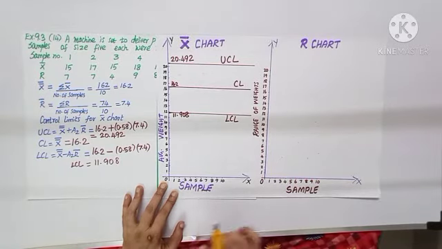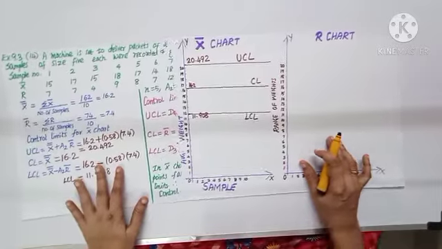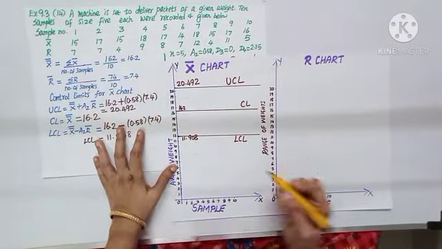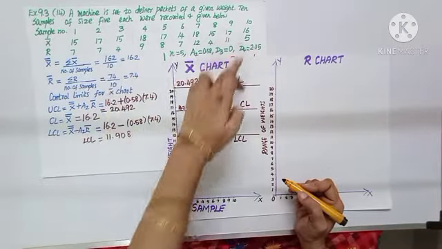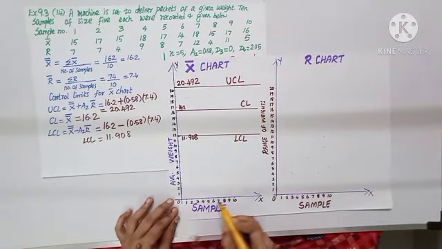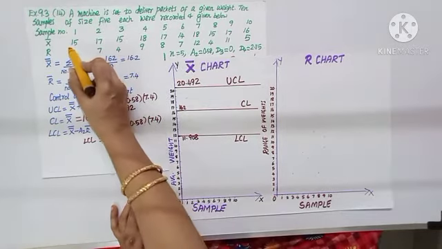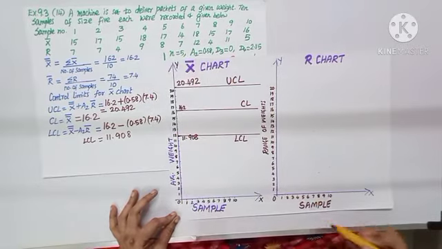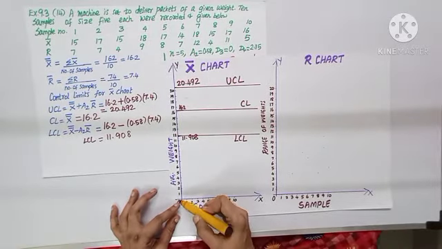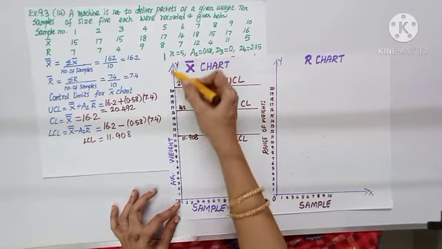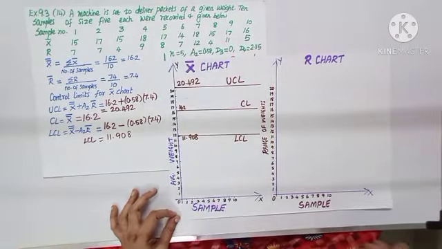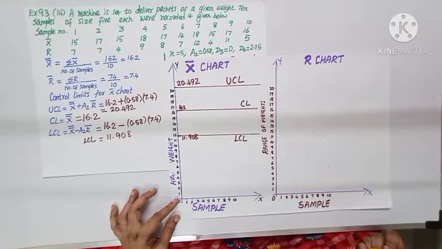Now, let us plot the values from the given data. Sample 1 is 15. So, 1 to 10 samples, let us mark down. The X bar values range from 14 to 18, so we can mark 1 to 20 along the y-axis, calling it average weight as in the question. Now, we will mark the points.